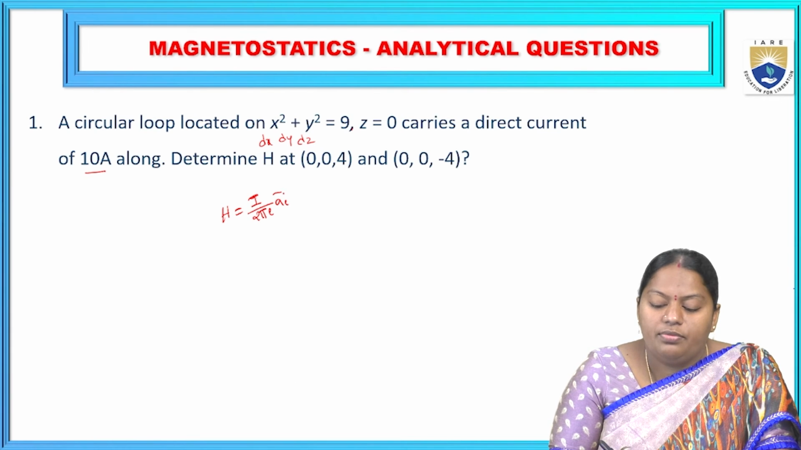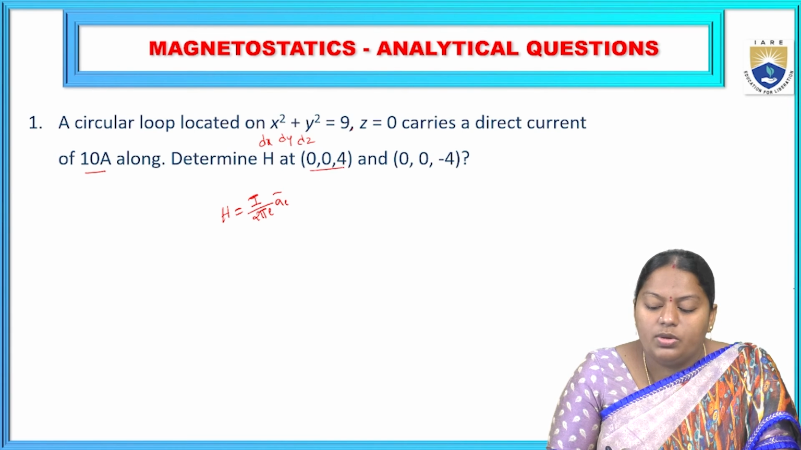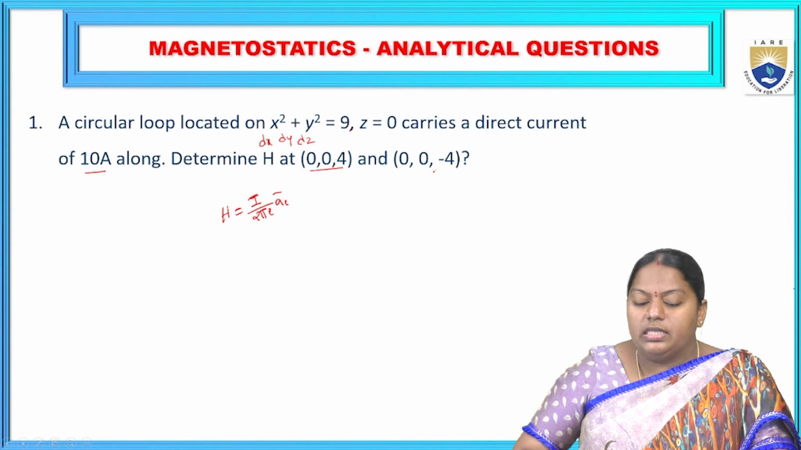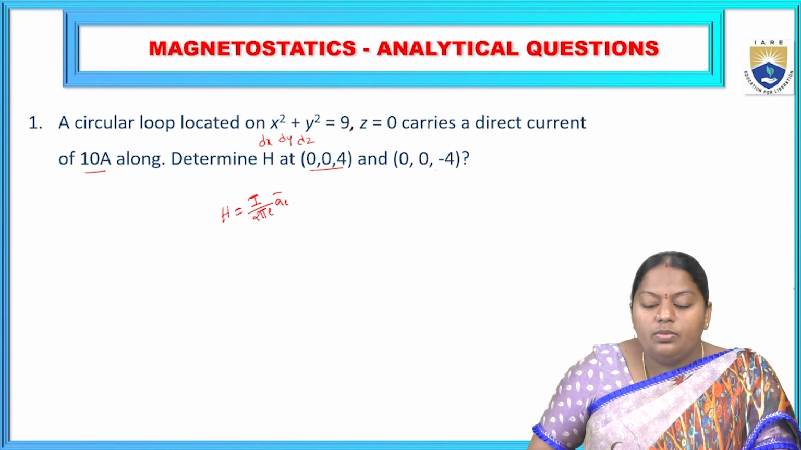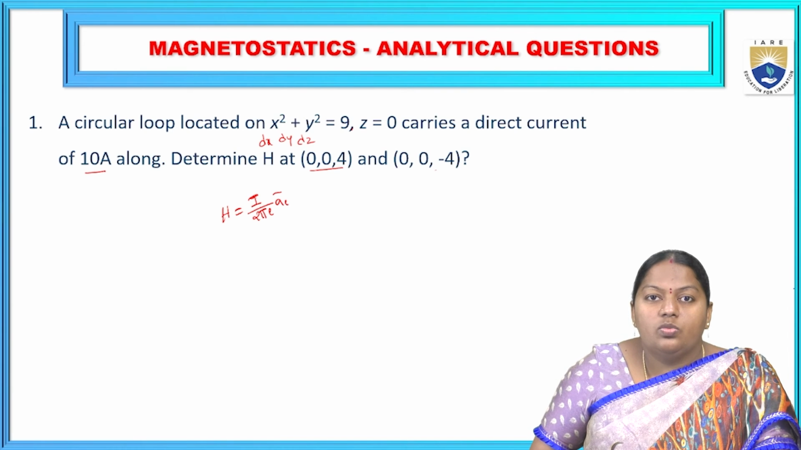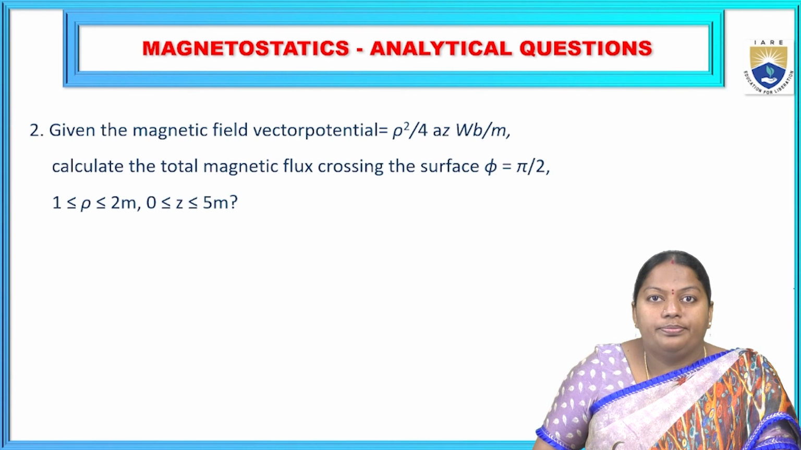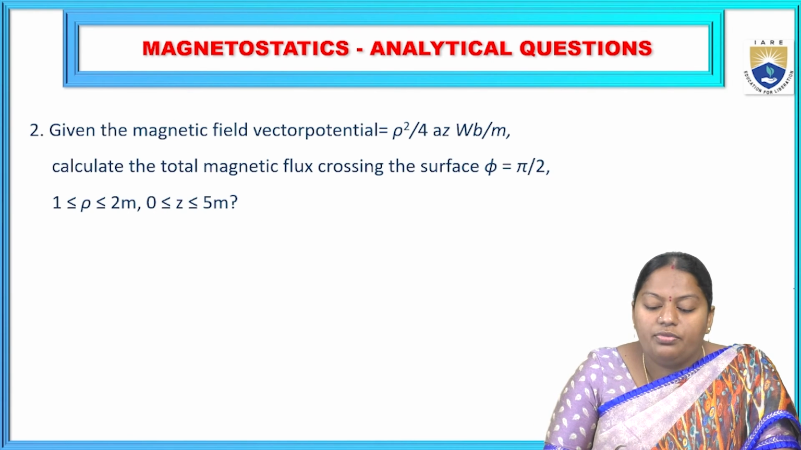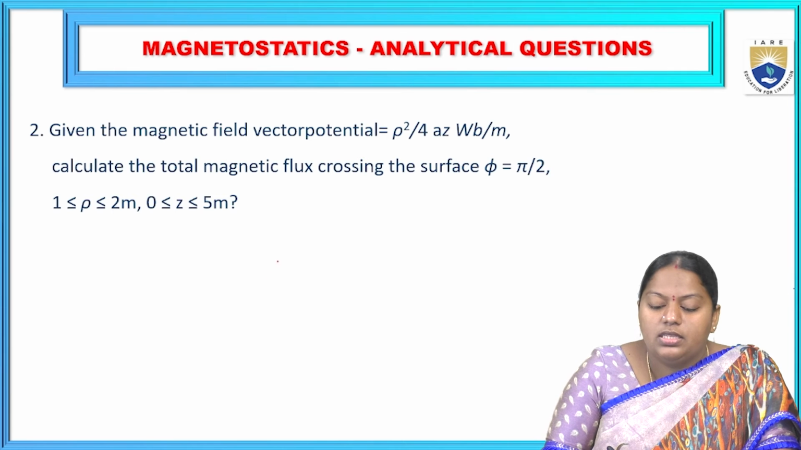Using this formula, we can find H to be at (0, 0, 4) at one time and (0, 0, -4) at the other time. Substitute the current value and the rho values that are given. From that, we will be evaluating the magnetic field intensity at those two particular points, (0, 0, 4) and (0, 0, -4).